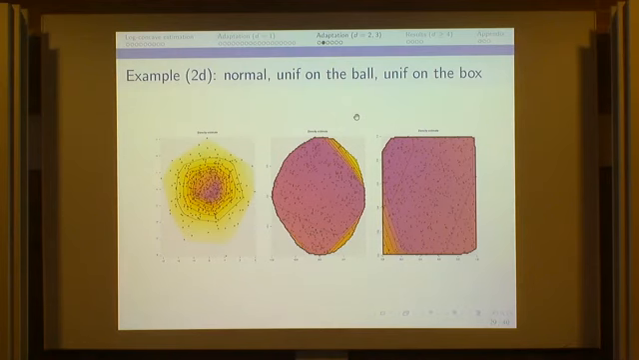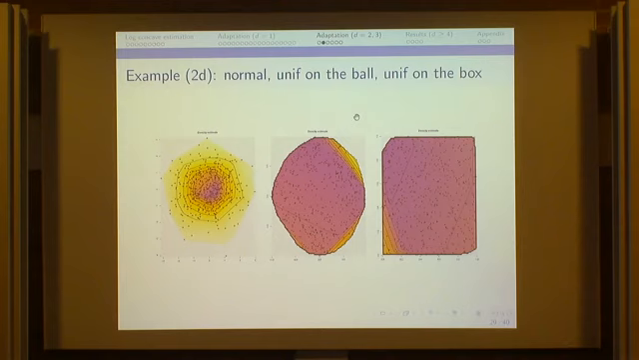This is a contour plot of our log-concave MLE for the two-dimensional case. You can see that when the true density is uniform on the box, it is much easier to estimate compared to the other two, because there is a lot of wiggliness in the support part when the truth is uniform on the ball or normal. This is the easiest case.